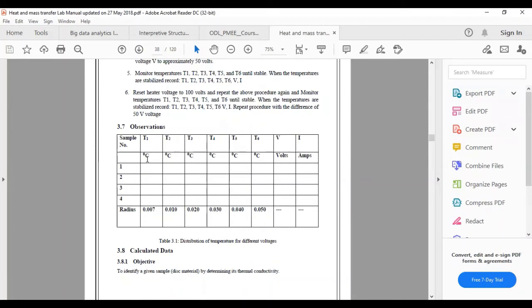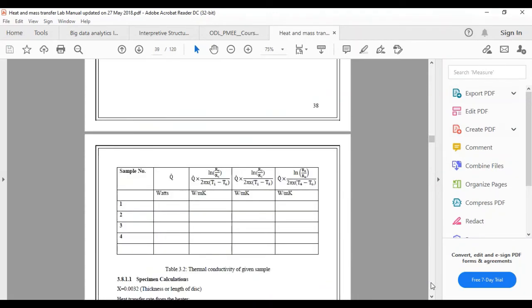We already know that these temperatures are measured through sensors, and they are placed at these distances from the center. This is the distance r1, this is r2, the distance of sensor 2 from the center, and this is the distance r3, r4, r5, and r6. So now we have got the values of r1, r2, r3, r4, r5, and r6, and different values of temperature T1, T2, T3, T4, T5, T6, and all these temperatures are against some value of voltage and current. Now we will learn how we will calculate our formulas by using all these values.